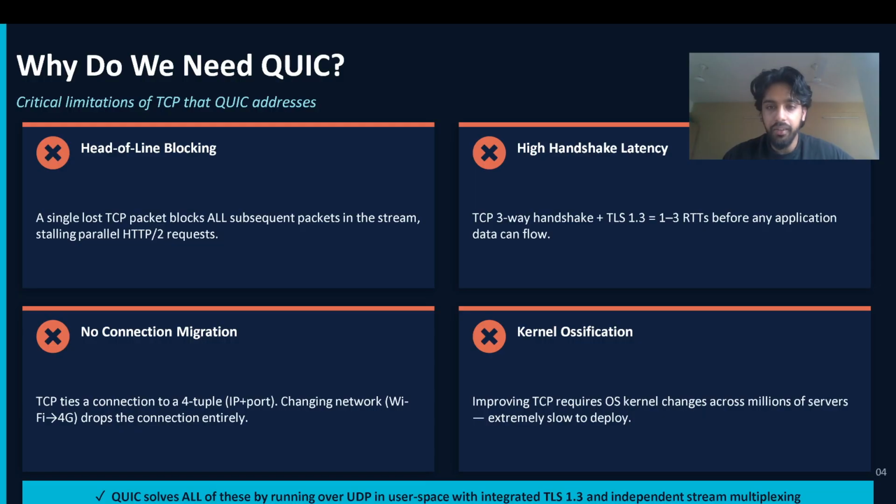Another drawback is kernel ossification, because if we want to improve TCP, then we have to change settings in the OS kernel across millions of servers, which is really difficult. So for that we implemented the QUIC protocol, which is implemented in the user application only, on the user side. So it is really easy, and hence we have improved over TCP.